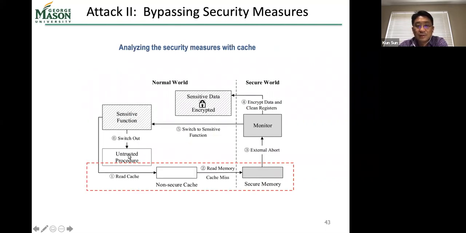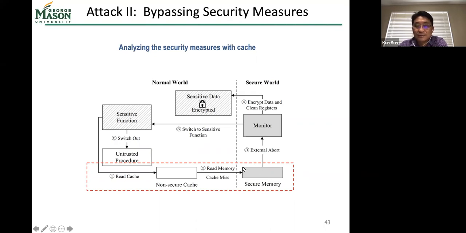So here, by manipulating the cache, we see they assume in their model that there's nothing in the cache. So we will just have a cache miss, and then we can directly access the secure memory. Then it will trigger this abort.